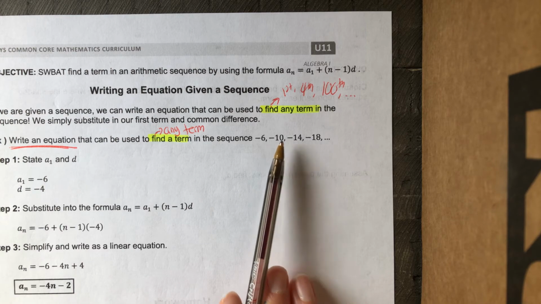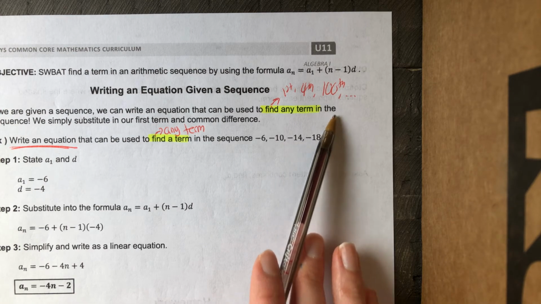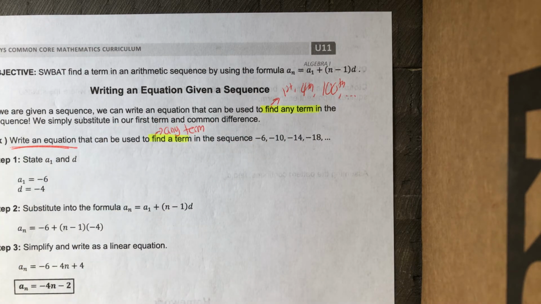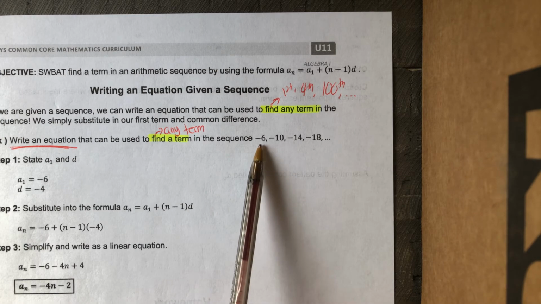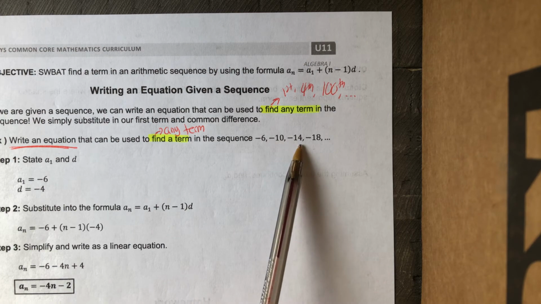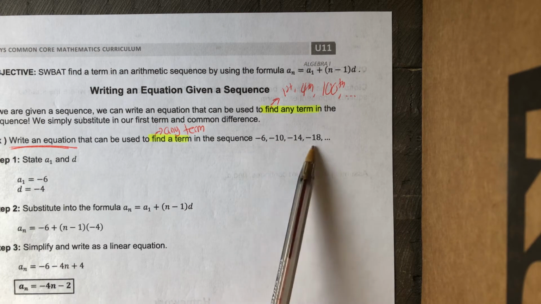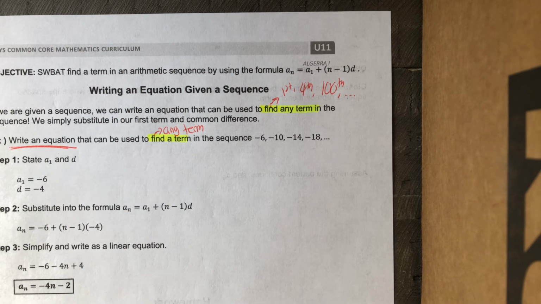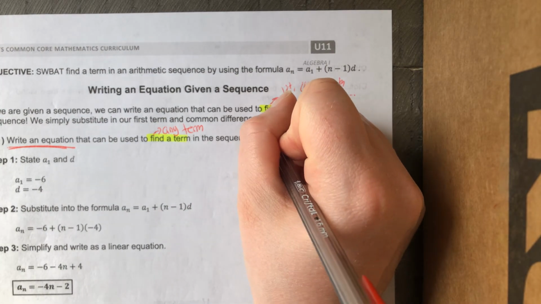Or -10 to -14? Because right now, I have no idea if this is an arithmetic sequence or not, because they didn't tell me. I have to see that for myself. I can see these numbers are getting smaller. Owing $6, owing 10, owing 14. You owe more and more money. So that means you have less in your actual pocket. They're getting smaller.